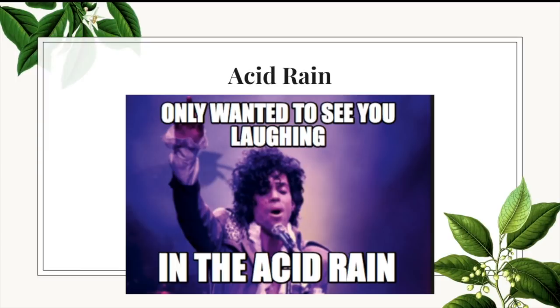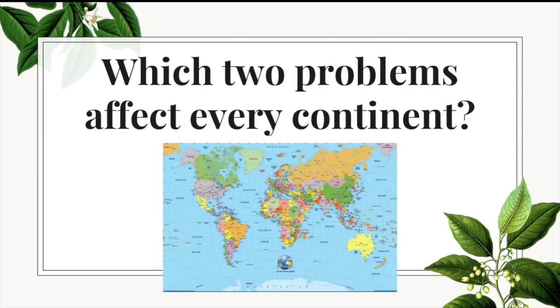Some of the effects of acid rain are that lakes become so acidic that fish and other life cannot survive. Forests have slower growth, and there's an increased chance of disease leading to death. Drinking water, because of acid rain, may have increased lead or aluminum, and then there's corrosion, like cars have literally just melted because of acid rain. Which two problems affect every continent? Here are the two answers: undernourishment and soil degradation.